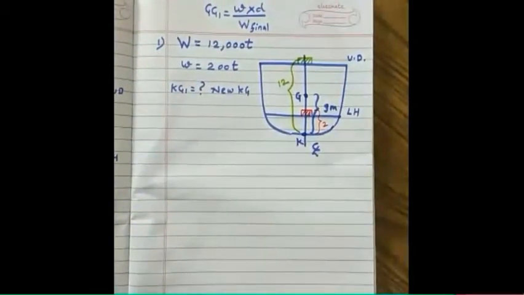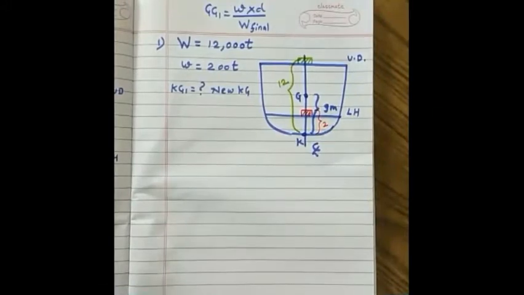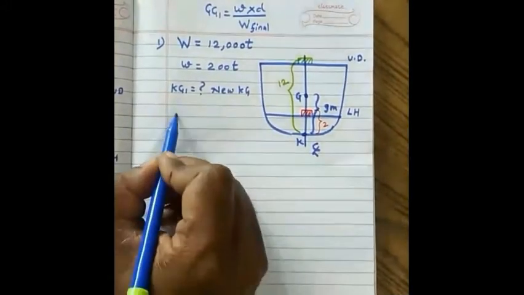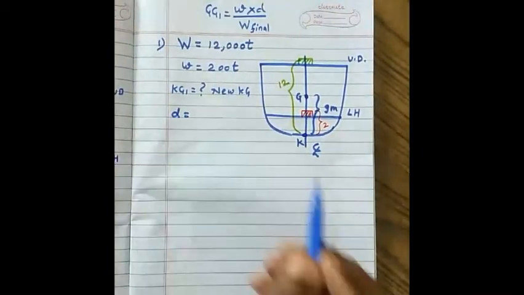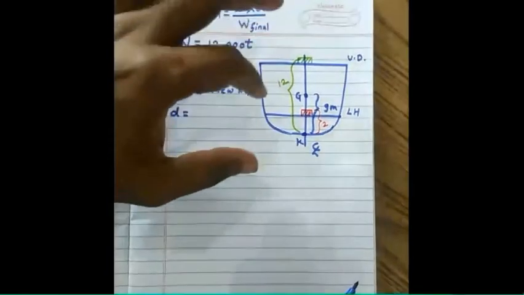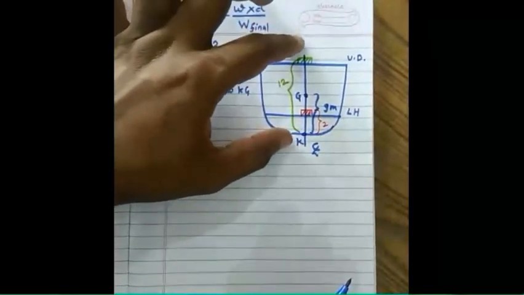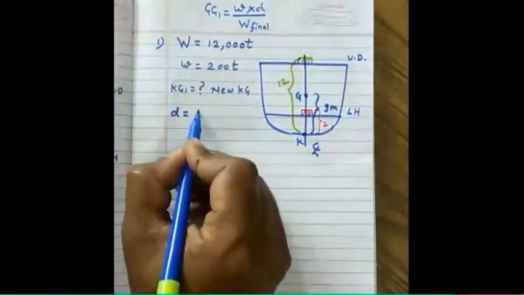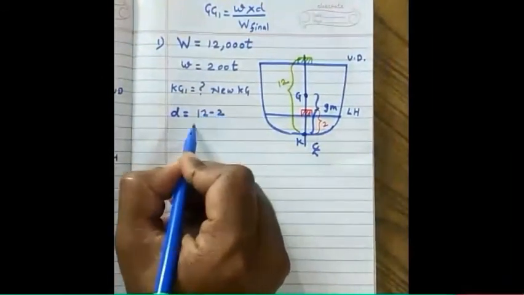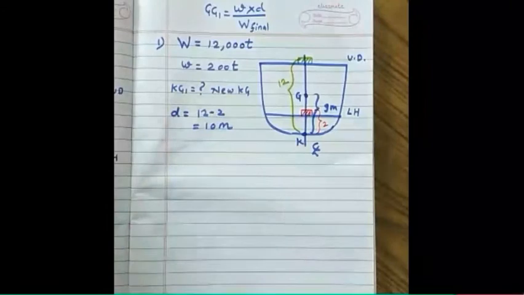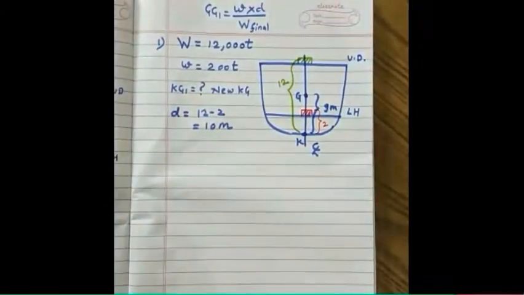10 meters, sir. Yes, 10 meters. So D distance is equal to, I require the distance of how much I have shifted. If you see this, I brought from 12 minus 2, so this total distance is 10. So total distance where I shifted the cargo is 10 meter.